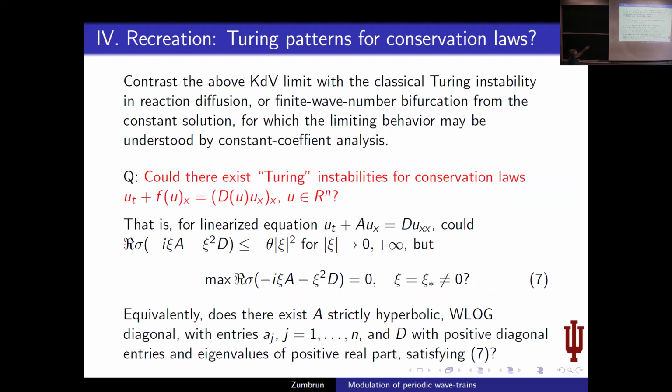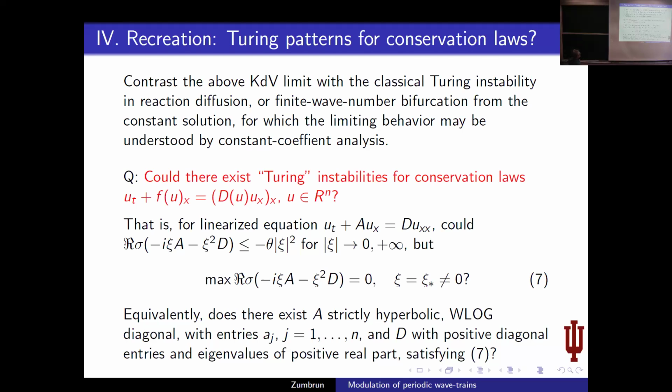Okay, this is for fun, if you find it fun. This was a question I just asked myself: could you have standard Turing instabilities for conservation laws? It's really a question about the Fourier symbol, and that's just linear algebra. So you linearize, you get a constant coefficient equation, u_t + A u_x = D u_xx, that translates to this symbol.